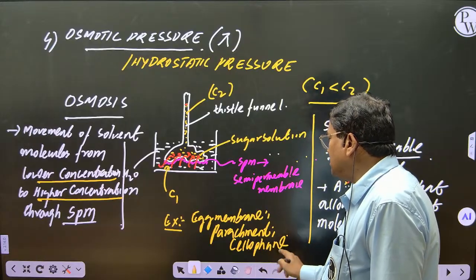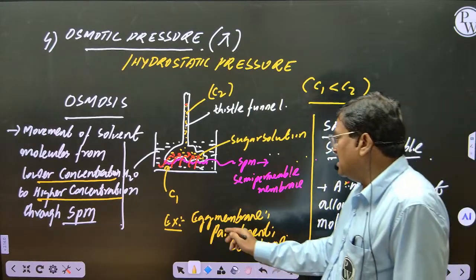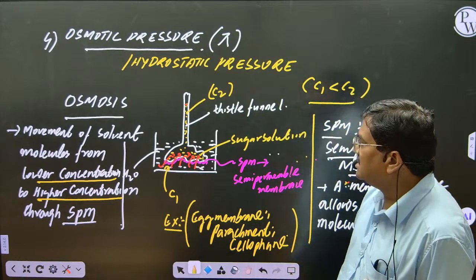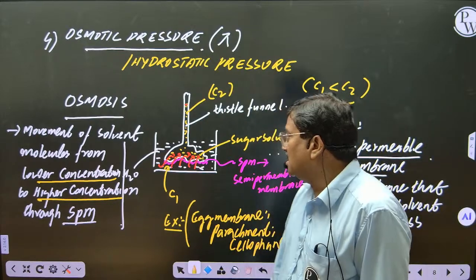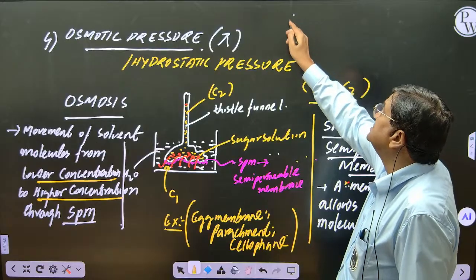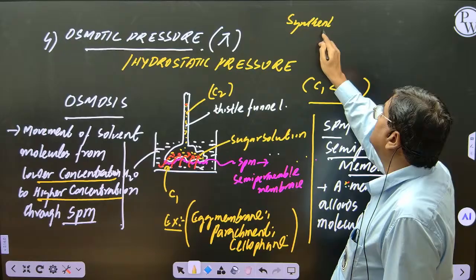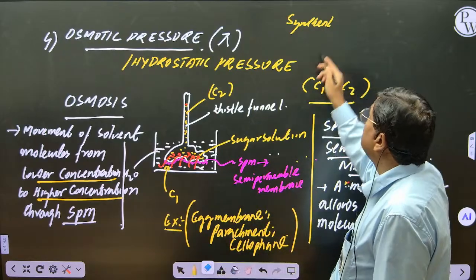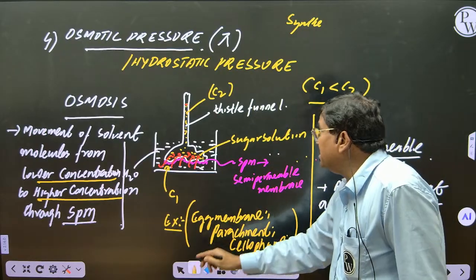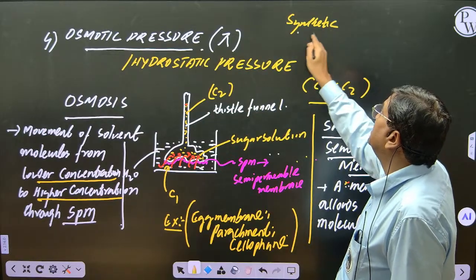These are all natural semi-permeable membranes. And in NCERT, one synthetic semi-permeable membrane is mentioned. What is that synthetic one? I write here. Synthetic semi-permeable membrane, that is man-made, synthetic we say. Synthetic semi-permeable membrane, SPM I abbreviate.